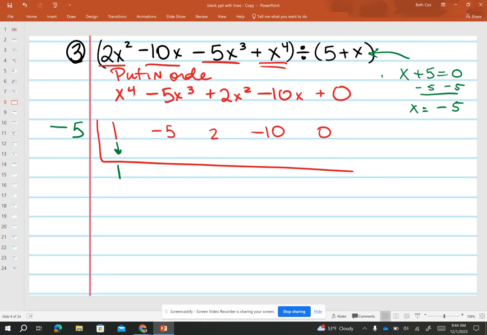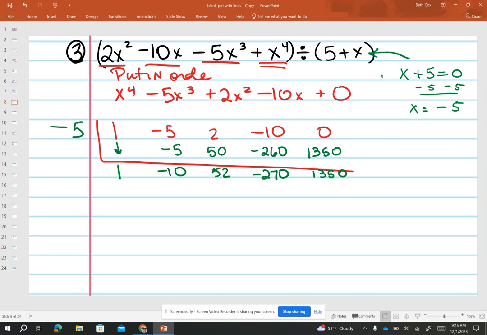That's always our procedure. And then we multiply and add. Multiply and add. We multiply. Ooh, I need my calculator for that one. I think it's 260. And then add. And then we multiply again. And we should get 1350 and add, I get 1350.